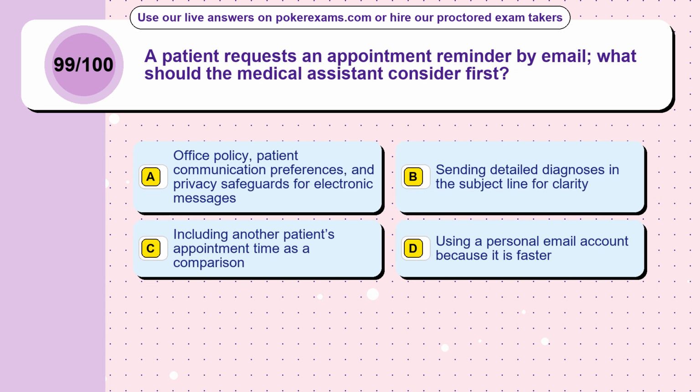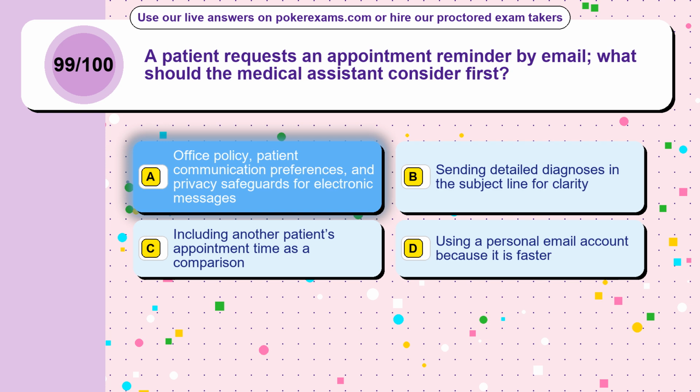Question 99. A patient requests an appointment reminder by email. What should the medical assistant consider first? Option A. Office policy, patient communication preferences, and privacy safeguards for electronic messages. Option B. Sending detailed diagnoses in the subject line for clarity. Option C. Including another patient's appointment time as a comparison. Option D. Using a personal email account because it is faster.